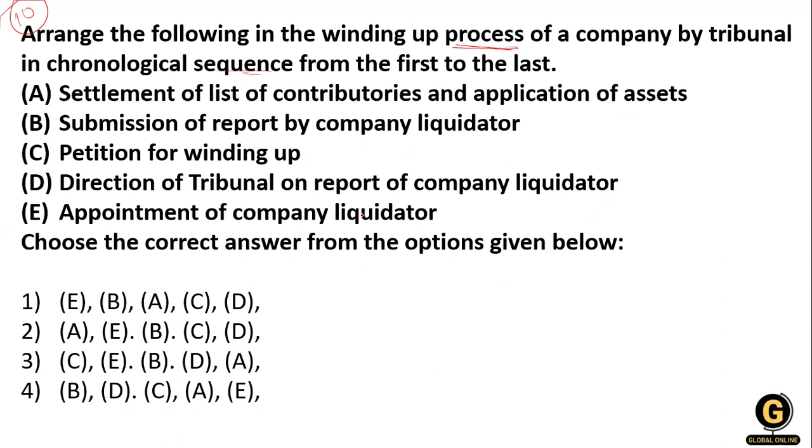In the case of winding up by the tribunal, the company has to first file the petition for the winding up of the company. The first step is the petition for winding up the company. So option number C is first, so this is going to be cancelled. So the third option is the right answer.